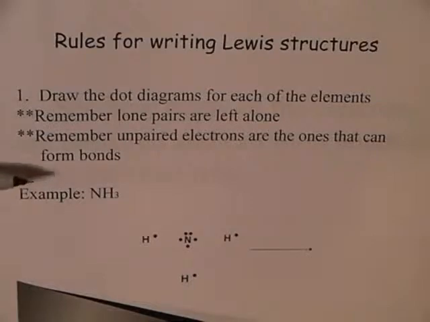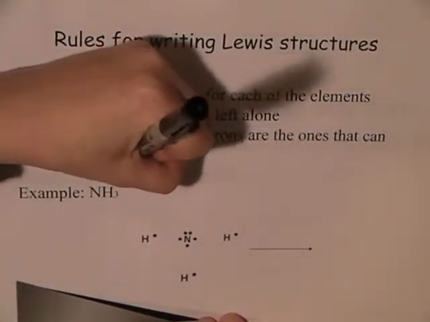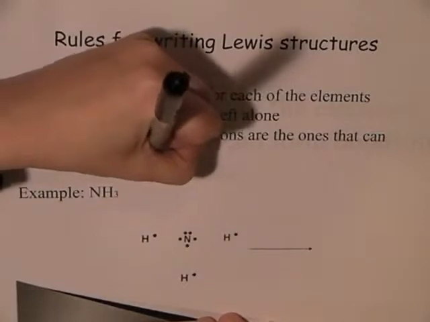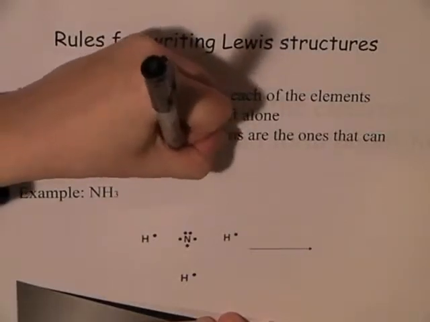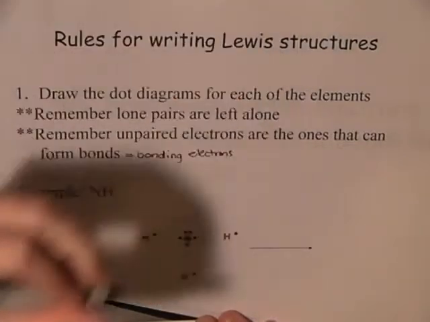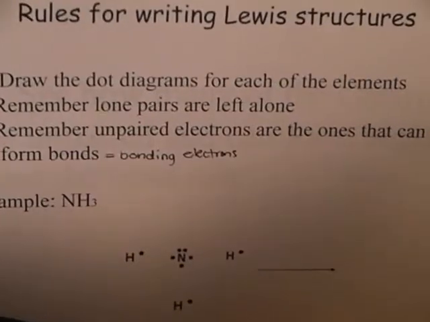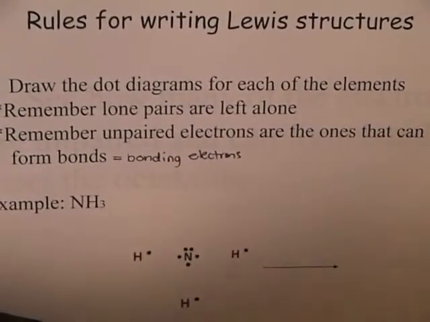So remember, lone pairs you leave alone for the most part. As I said, we're going to talk about some exceptions. And then unpaired electrons are the ones that can form bonds. And remember, those are called bonding electrons. Crazy to think about, but they're called bonding electrons because they can form bonds.